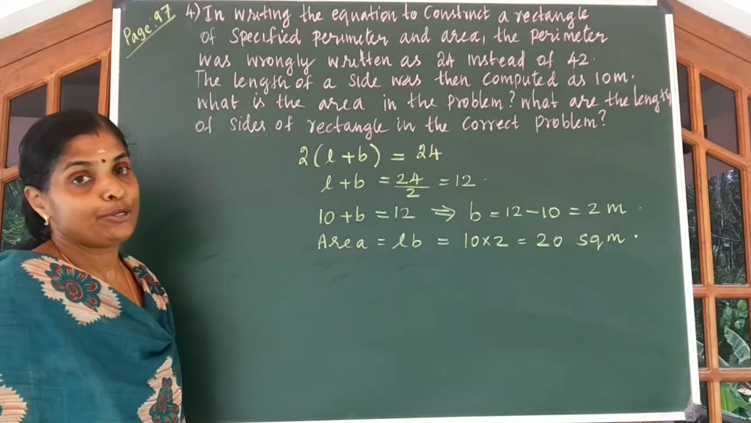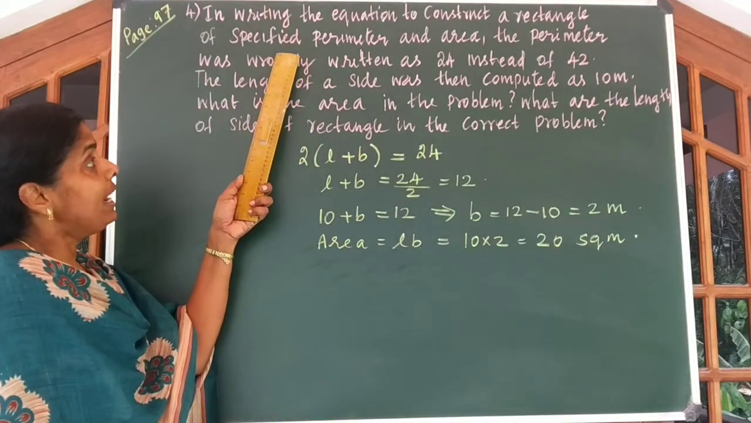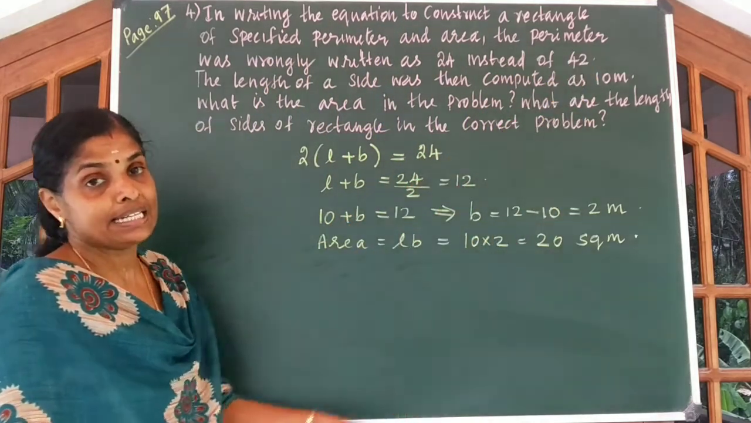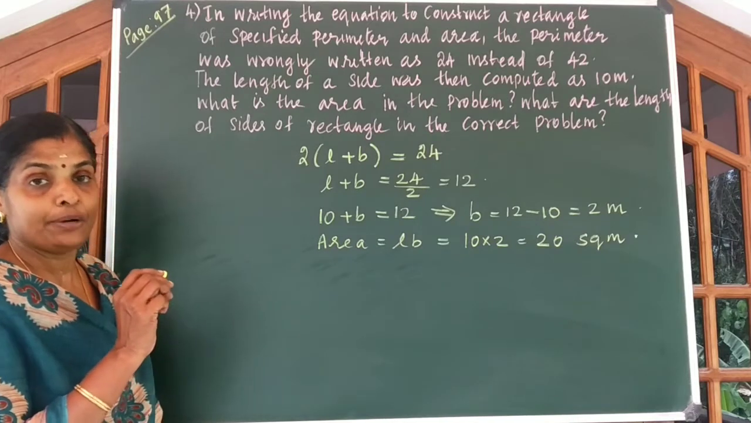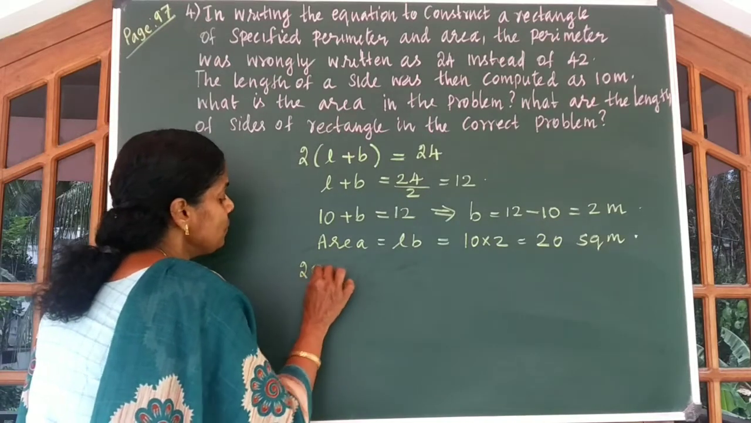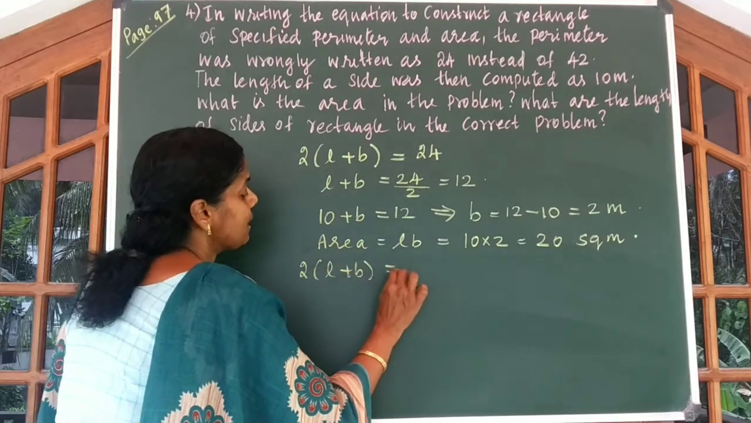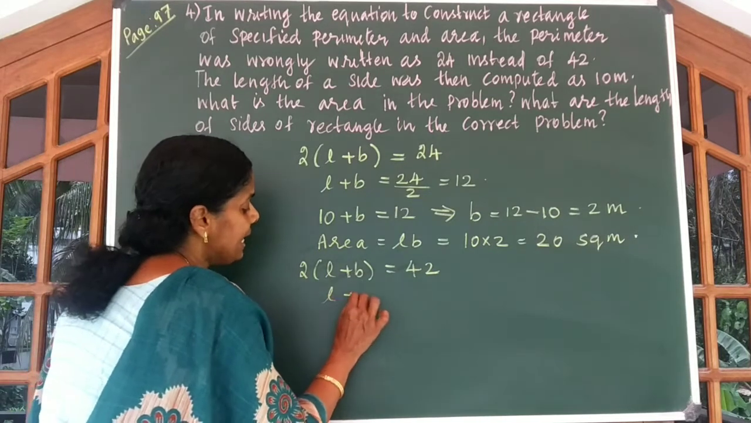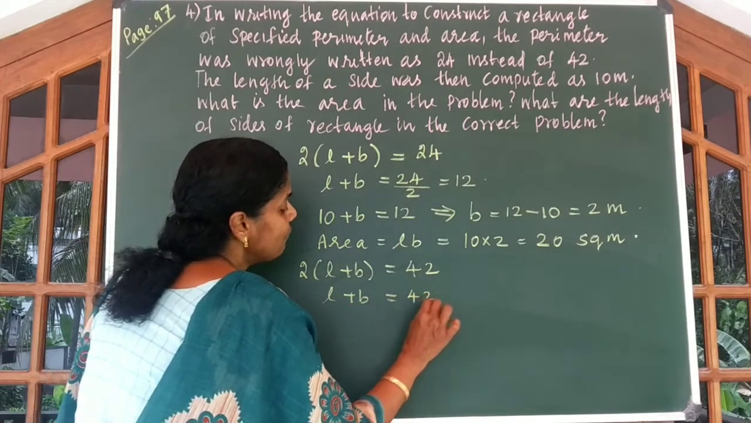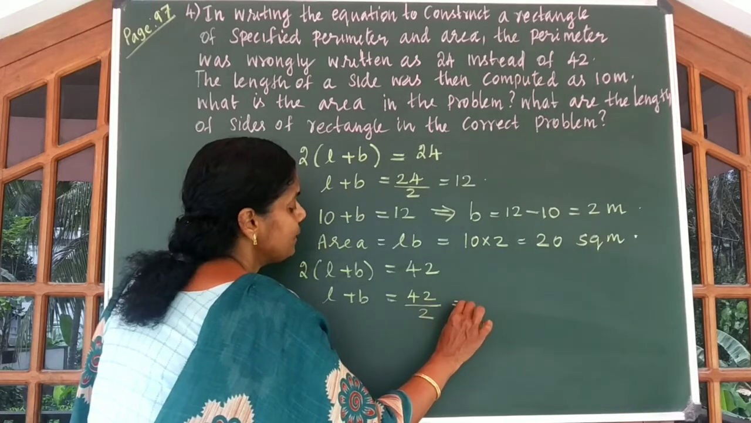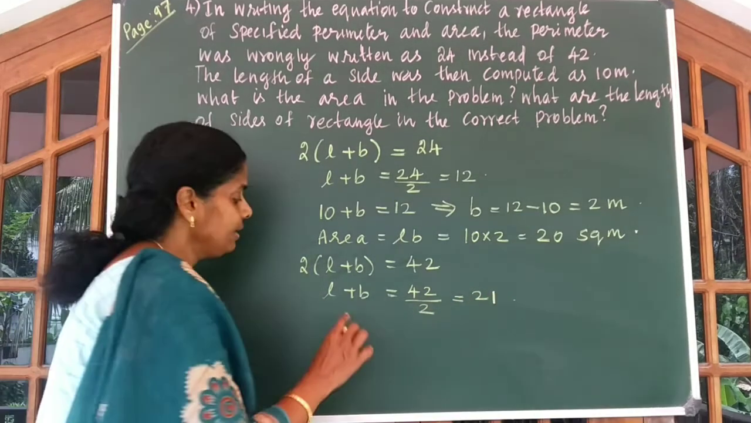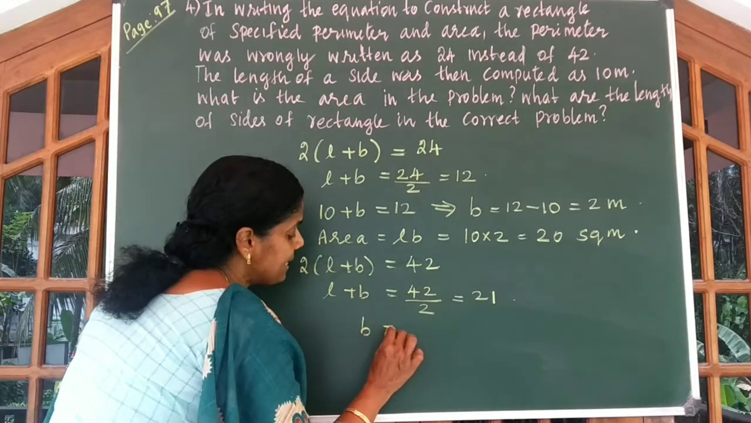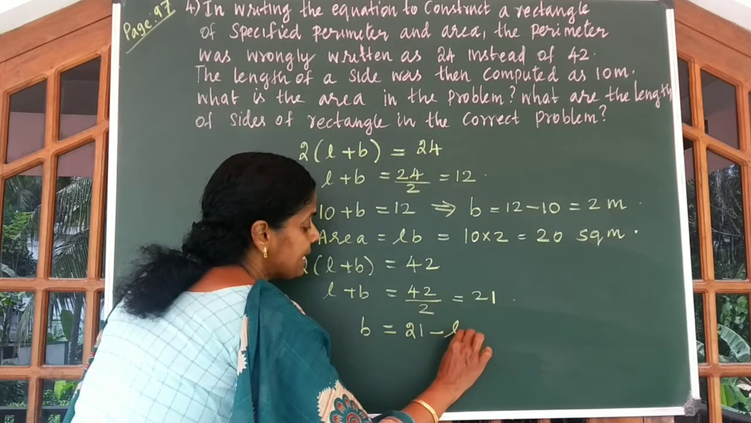Now come to the original question. We have to take the perimeter as 42. So let us consider perimeter to be equal to 42 now. So here 2 into L plus B is equal to 42. In that case we get L plus B is equal to 42 by 2, which is equal to 21. L plus B is equal to 21. So we can write breadth is equal to 21 minus L.